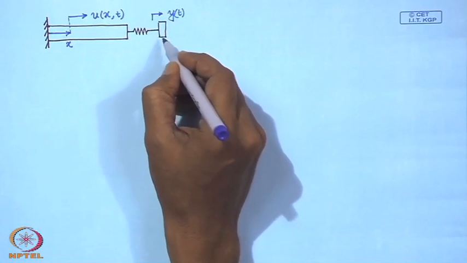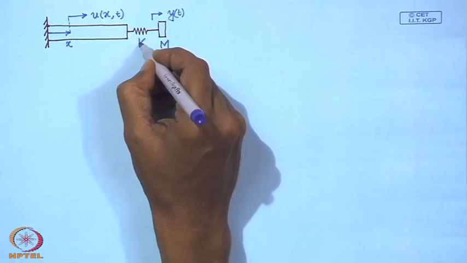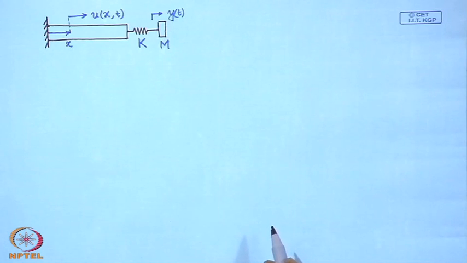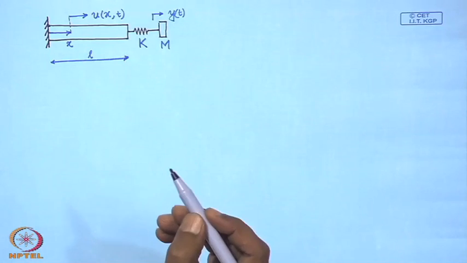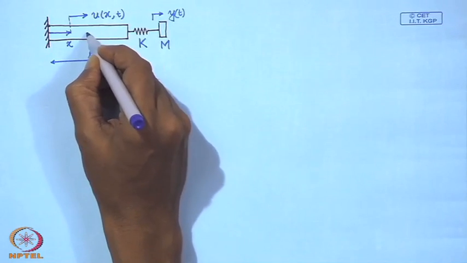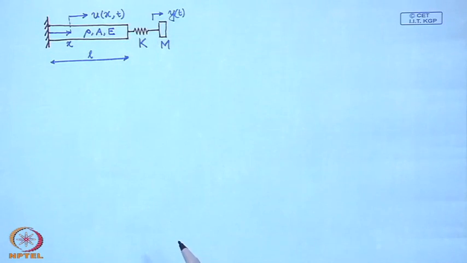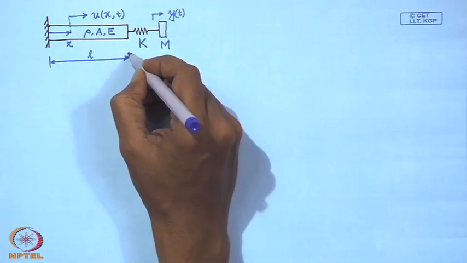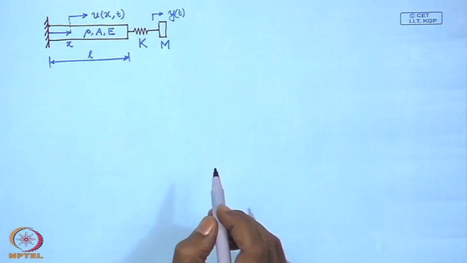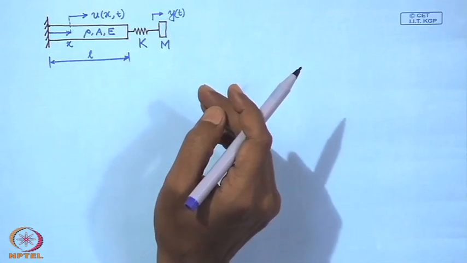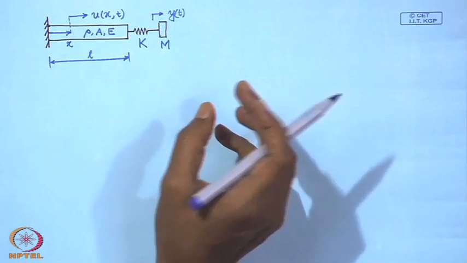So, here we have a discrete mass represented by capital M and a spring of stiffness capital K, which is attached to a bar of length L. This kind of system is quite common when we have to put absorbers, for example, on a vibrating continuous system or a vibrating structure.